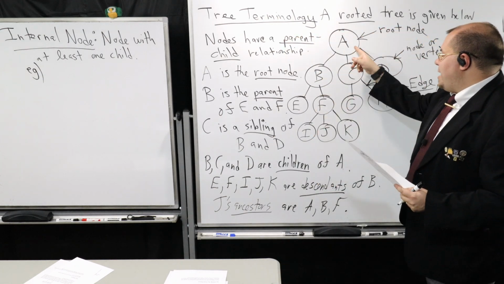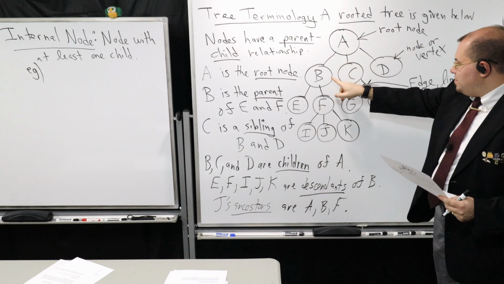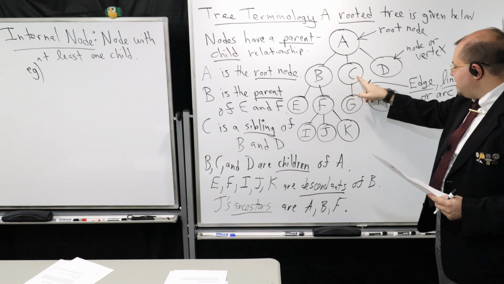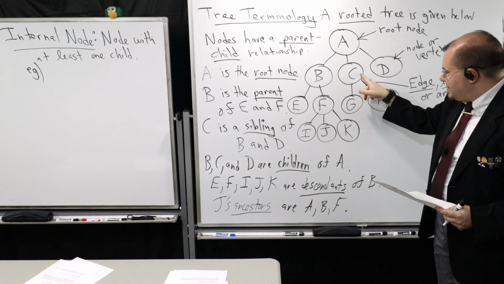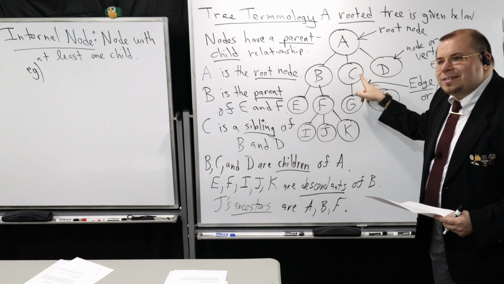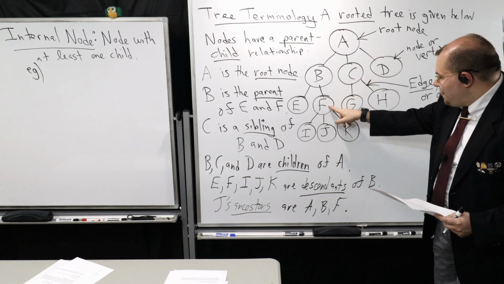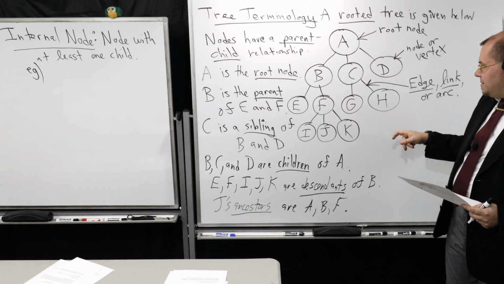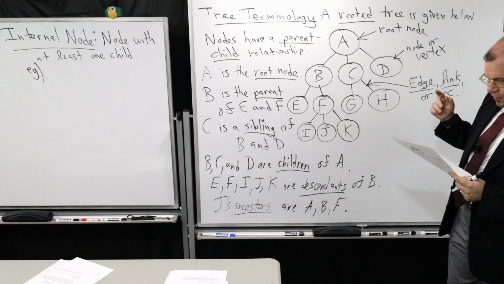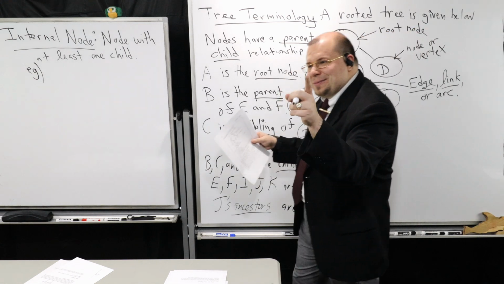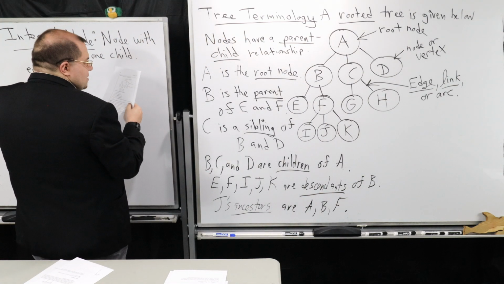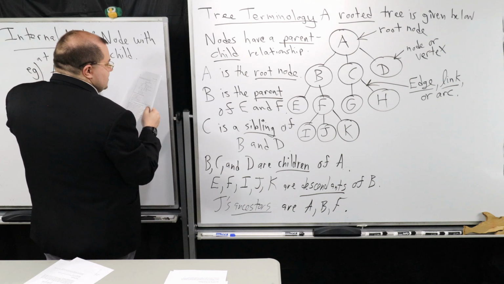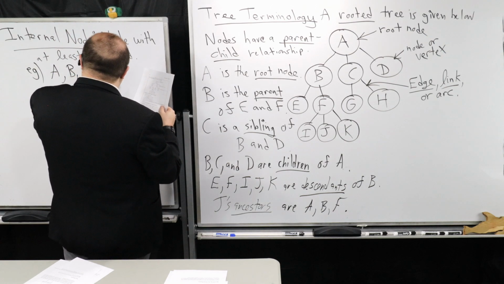So far we got A. We know A has at least one child. B has at least one child. C has at least one child. D does not, right? So we know that we have A, B, C. Let's see, we got some other suggestions. We got F, right? F has at least one child. I think that's all of them. Good job, everybody. A, B, C, and F.